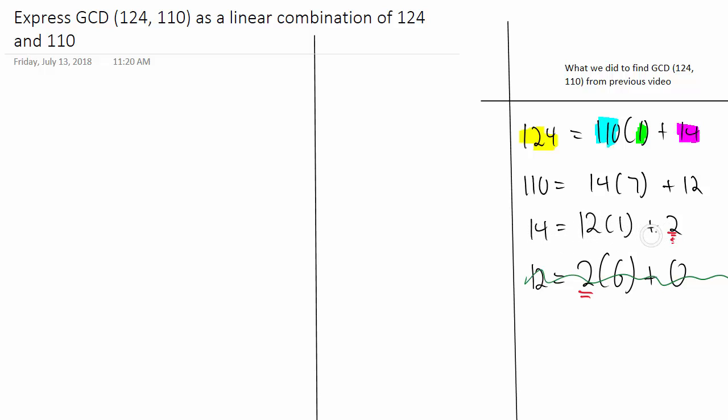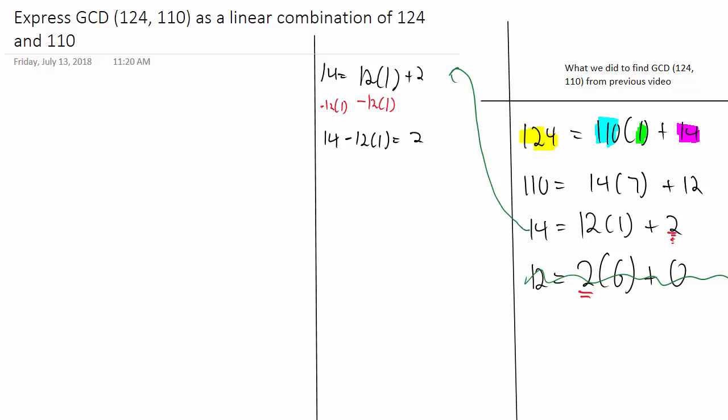And all you do is, I'm going to start. So I'm going to take this, I'm going to put this first, and I'm going to write 14 equals 12 times 1 plus 2, but I want to solve for the remainder. I'm going to subtract the 12 times 1 on both sides. And so I get 14 minus 12 times 1 is equal to 2.